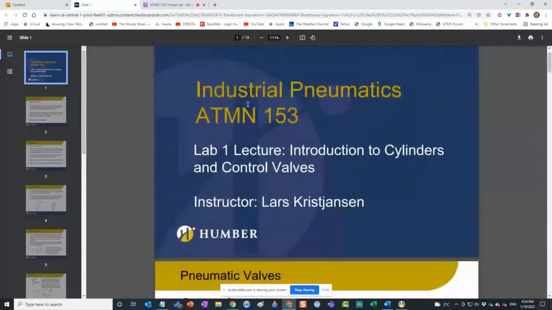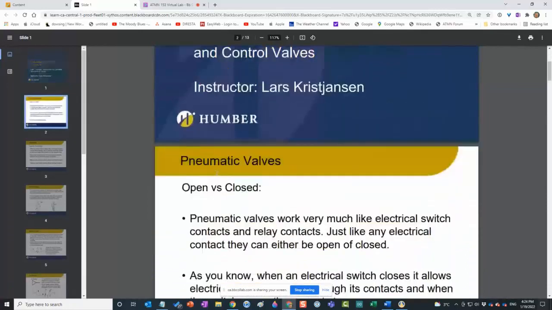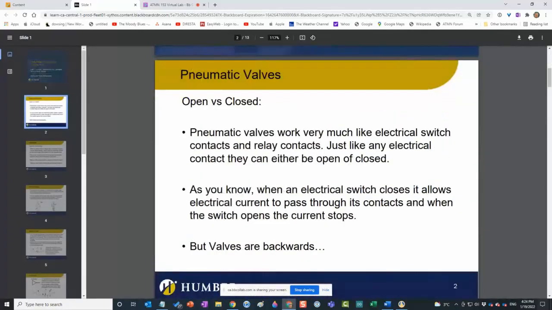So this is lab lecture 1, introduction to cylinders and valves. Now, pneumatic valves have this terminology of open and closed, just like a switch is either open or closed. Pneumatic valves work very much like an electrical switch or relay contacts; just like an electrical contact, they can either be open or closed.